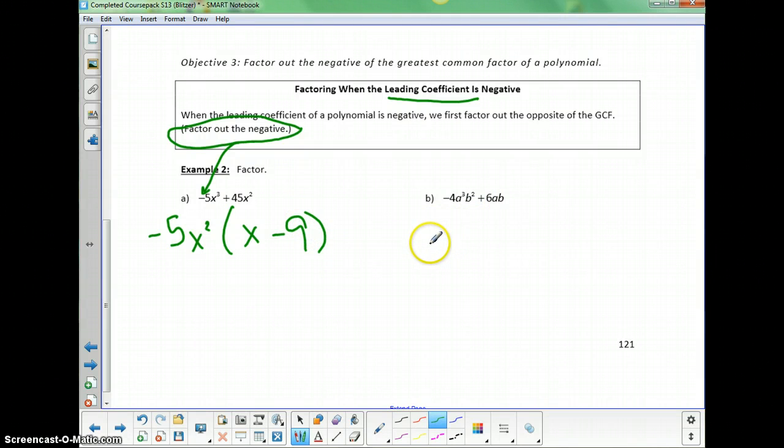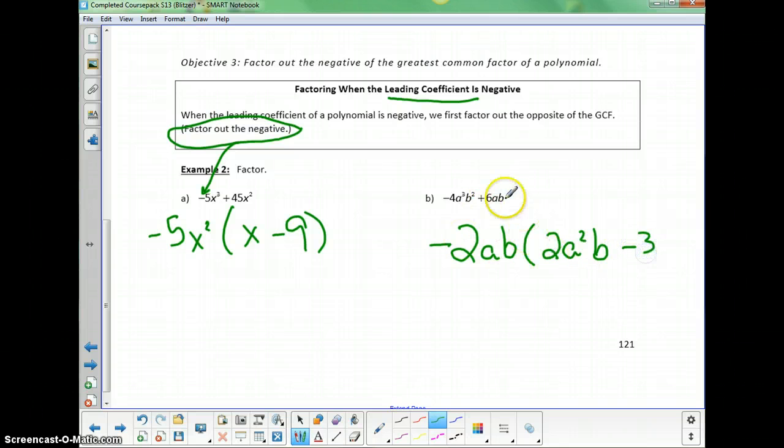Alright, in part B, the first term is negative, so we're factoring out a negative, and 4 and 6 have a 2 that you can divide them both by, and an a they each have, and a b they each have. So I'm going to take out negative 2ab. I'm going to take out the negative 2. Negative 4 divided by negative 2 is positive 2. Take out 1a, so there would be 2 left. Take out 1b, so there would be a single b left. Then 6 divided by negative 2 is negative 3. You've taken the a and the b out, so last term is just negative 3.